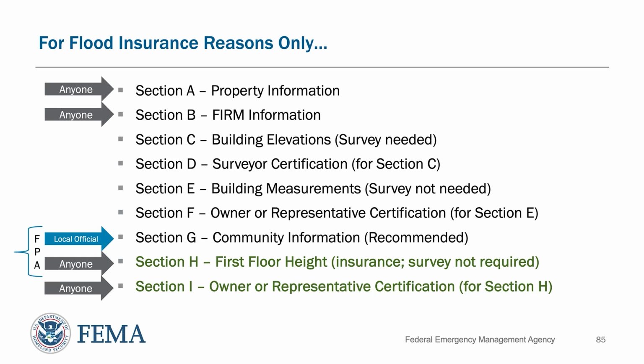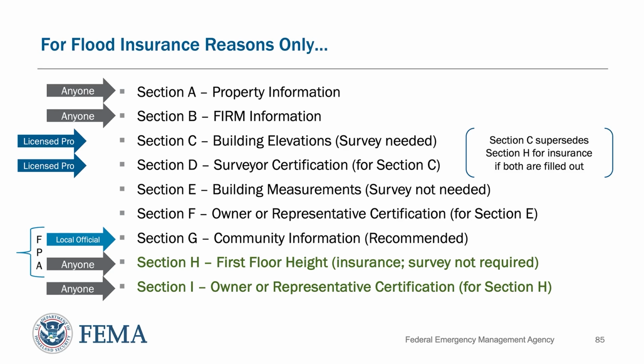For flood insurance only, use Section A and B and Section H with certification in either Section I if completed by the property owner or Section G if completed by the community official. If there are surveyed elevations and Section C is completed, it will supersede Section H. Surveyed elevations will always supersede measured elevations. In flood zones where surveys are not needed, that's AO and A zones, FEMA recommends that you use Section H instead of Section E for insurance purposes.